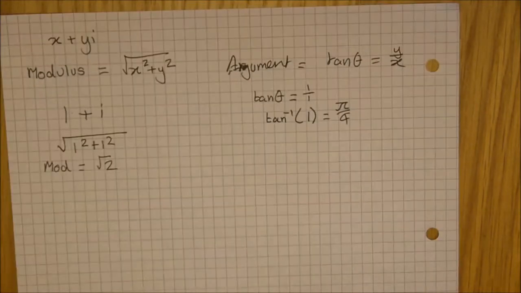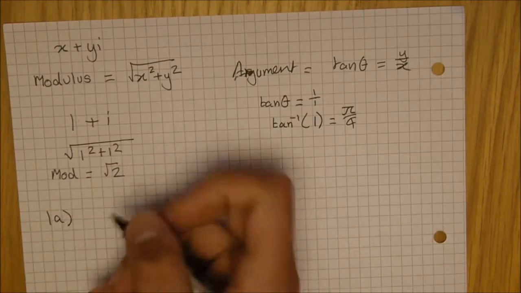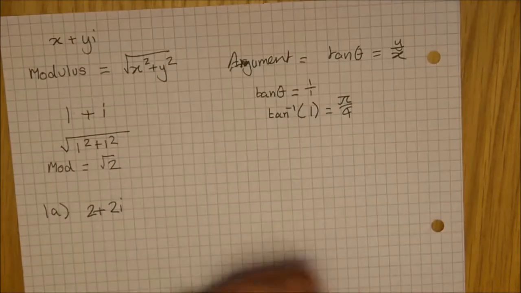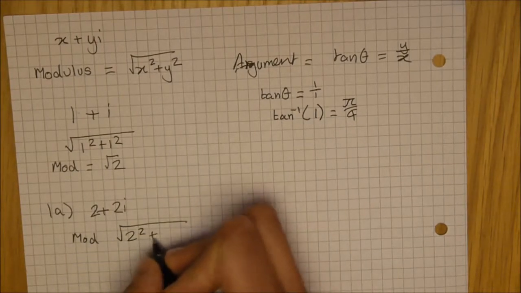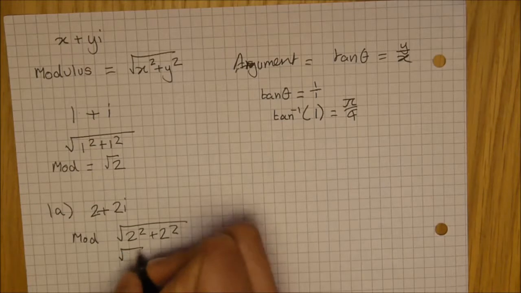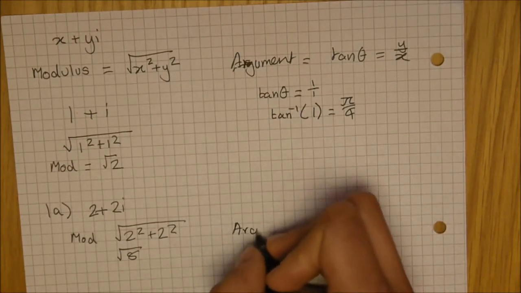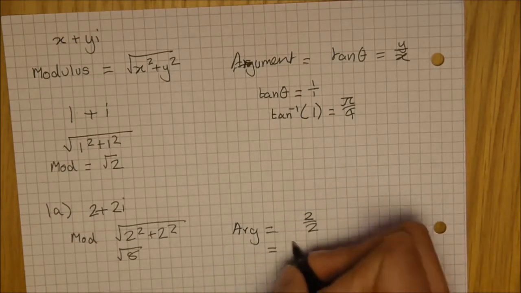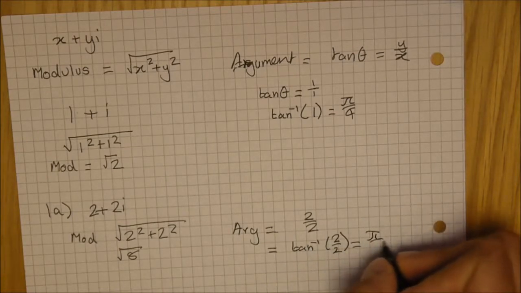We're going to take one last example, and then I believe that you will understand arguments and modulus to a particular degree. So we're going to take 1a, in case I decide to write more: 2 plus 2i. The modulus will be 2 squared plus 2 squared, which is going to be root 8, and then we have arg, which will be 2 over 2. Ooh, how convenient, it works again. Tan to the minus 1 of 2 over 2 will still be equal to pi over 4.